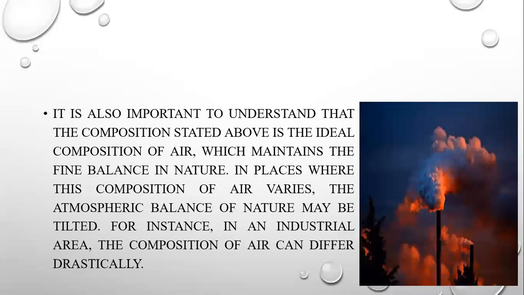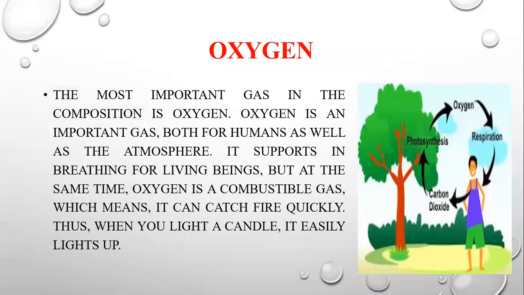In places where this composition of air varies, the atmospheric balance of nature may be tilted. For instance, in an industrial area, the composition of air can differ drastically, and pollutants are very high in areas where industries are present. So coming first to oxygen, the most important part of the composition of the air, it constitutes 21%.